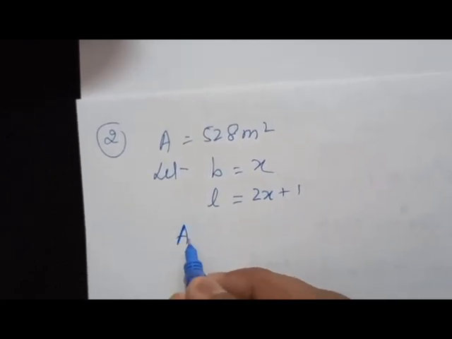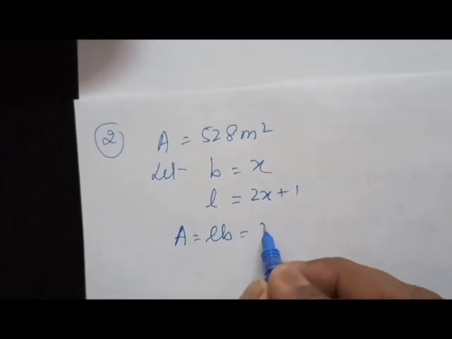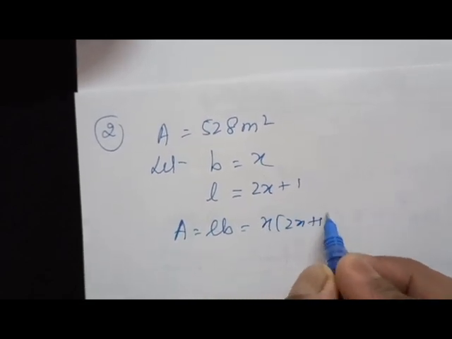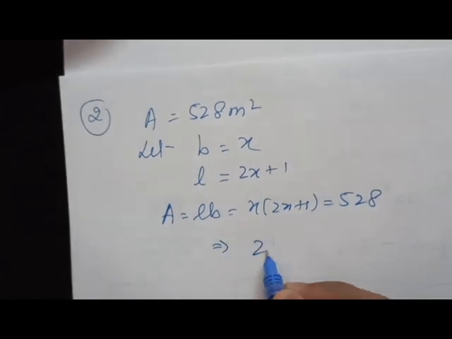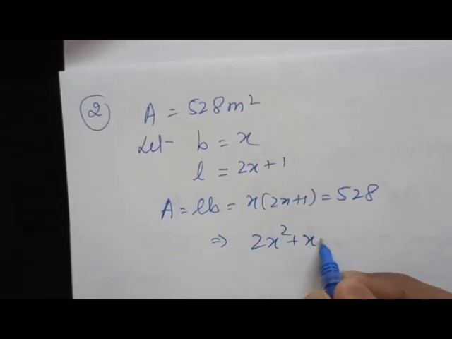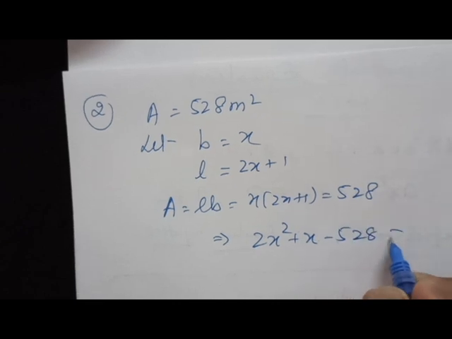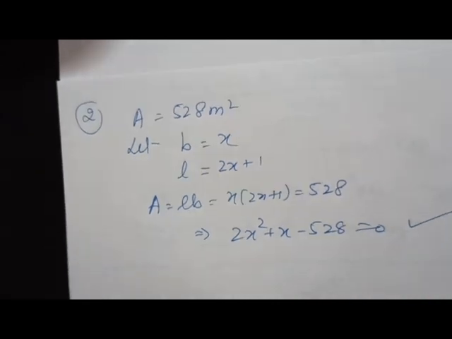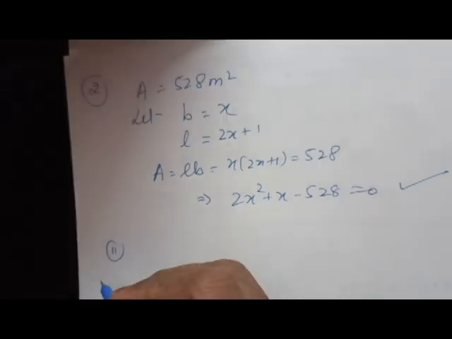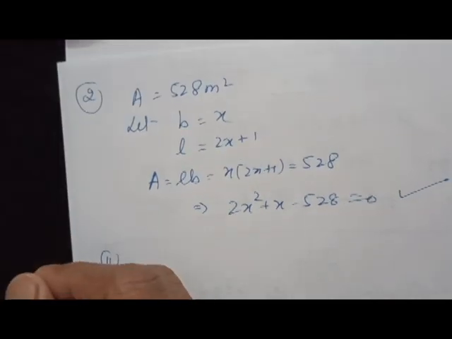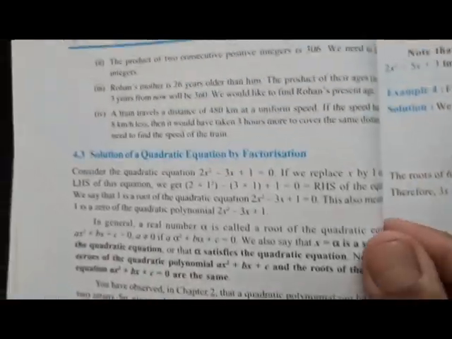And area formula you know, length into breadth. So x into 2x plus 1 is equal to 528. Open this bracket, 2x square plus x minus 528 is equal to 0. So this is our required quadratic equation. Now moving on to the second part of this.